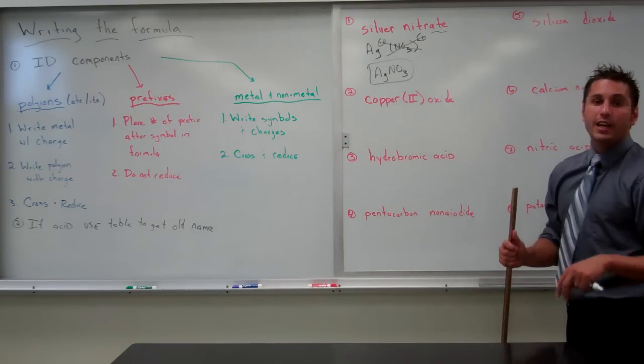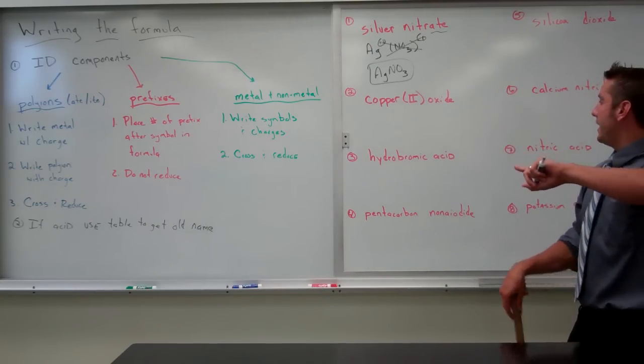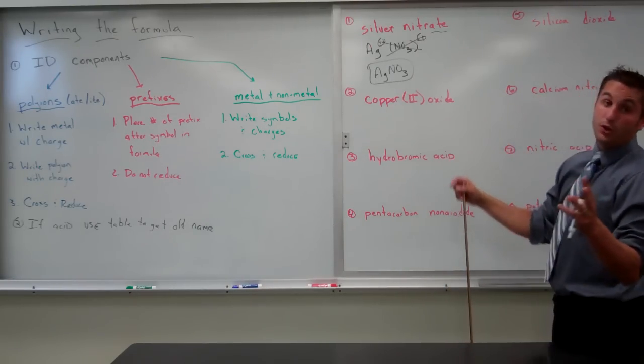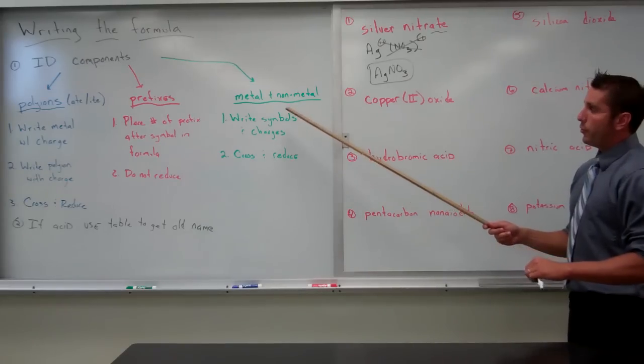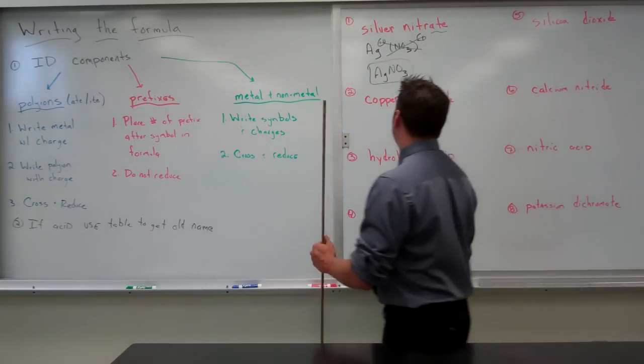No, it's ide. There are 3 exceptions for polyions that end in ide. Cyanide, no. Hydroxide, no. Peroxide, no. That means we're working here in the green column, metal plus a non-metal. So we do symbols and charges, and we cross and reduce.